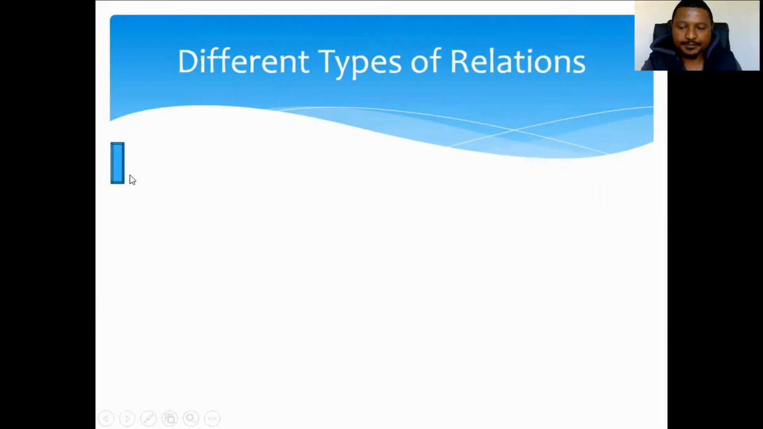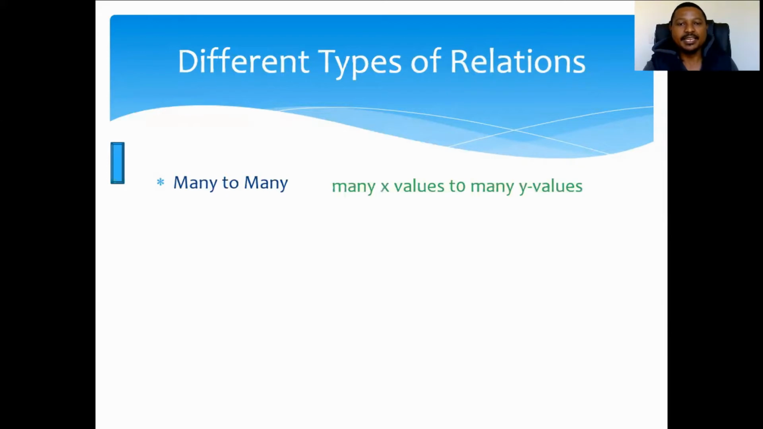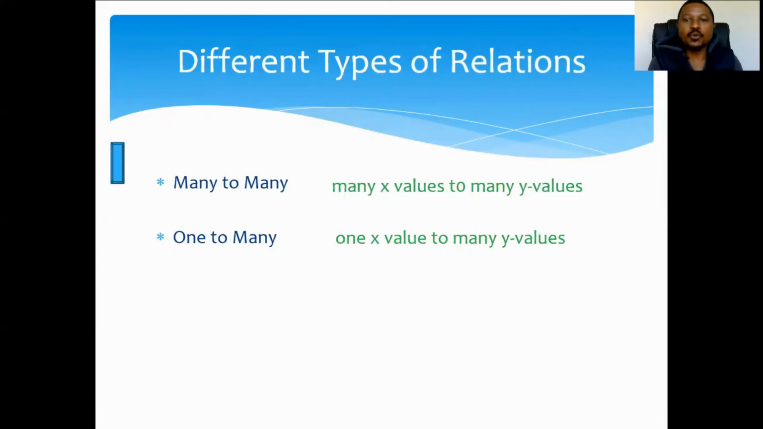If we look at the different types of relations, we have a many to many. But what type of relation is a many to many? Many x values are mapped to many y values. So in this kind of relation, there are no strict rules. Everybody can mix with anybody. Many x values can be mapped to many y values. That's the first one. The second one is a one to many. If we look at the definition, one x value is mapped to many y values.